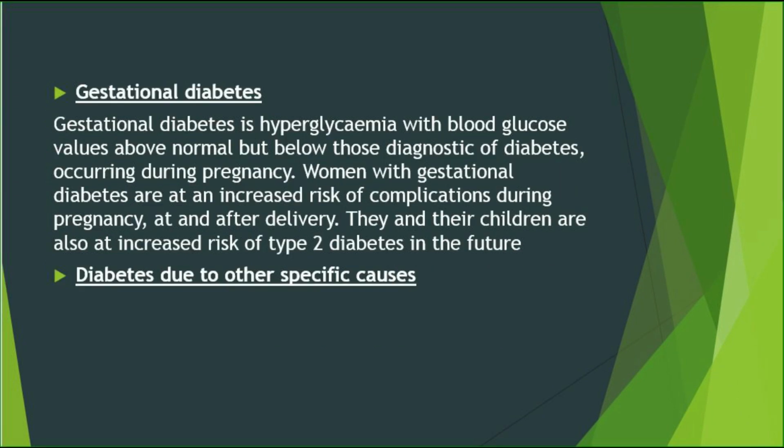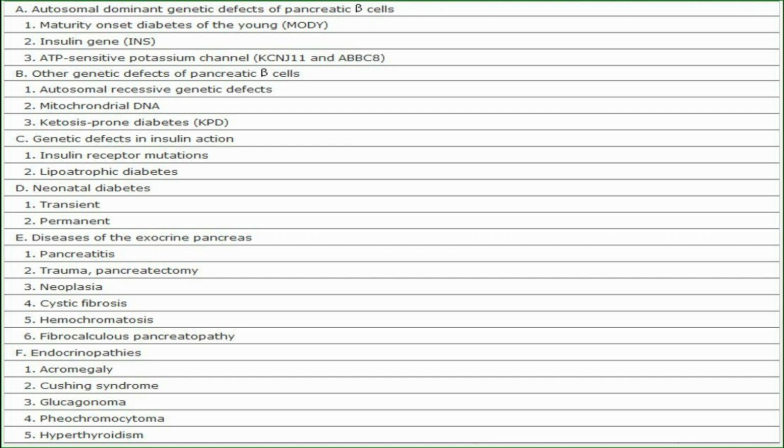Gestational diabetes mellitus, or GDM, is found during pregnancy. Women with gestational diabetes are always at risk of complications during pregnancy and after delivery, and they, as well as their children, are always at risk of developing type 2 diabetes in future. Diabetes due to other specific causes: there are many causes of diabetes apart from type 1, type 2 and GDM.